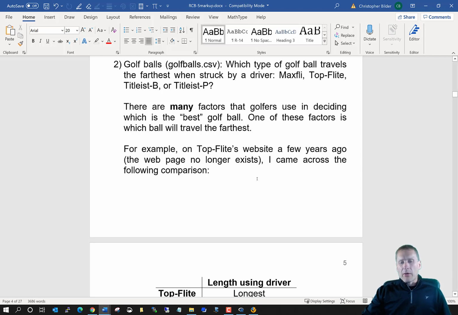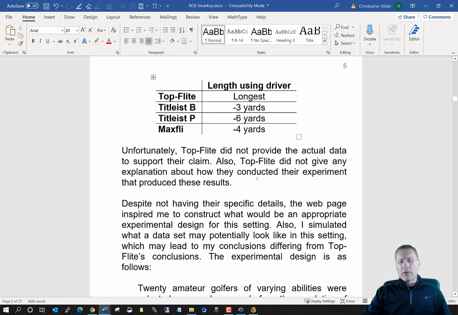A few years ago, I was looking at a website on golf balls, trying to decide what kinds of golf balls I should choose for myself, and I came across this website. It was for the manufacturer of Top Flight, and they say using a driver, Top Flight will be the longest of all the golf ball types. A particular type of Titleist golf ball, let's say type B, is 3 yards less. Titleist P, 6 yards less. Max Fly is 4 yards less.